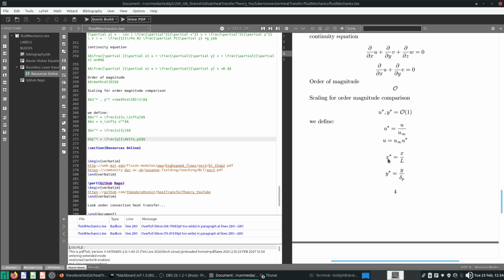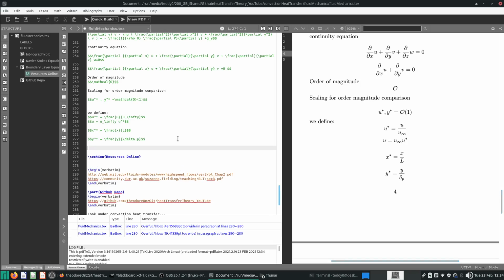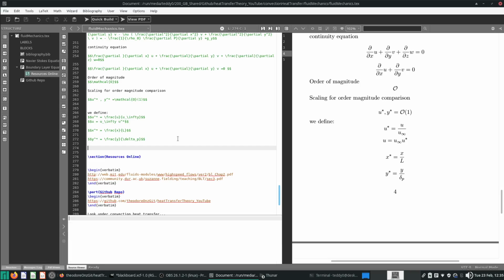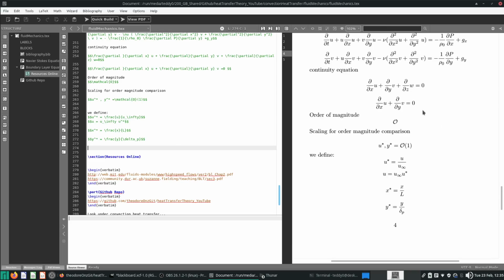Do the same for the x length scale. It should be on the order of magnitude of L, which is how far you are going along the plate. And of course the y scale is scaled by the boundary layer thickness, the momentum boundary layer thickness. How then are we going to scale the rest of our terms? For example, how do we scale this v? It's not random.